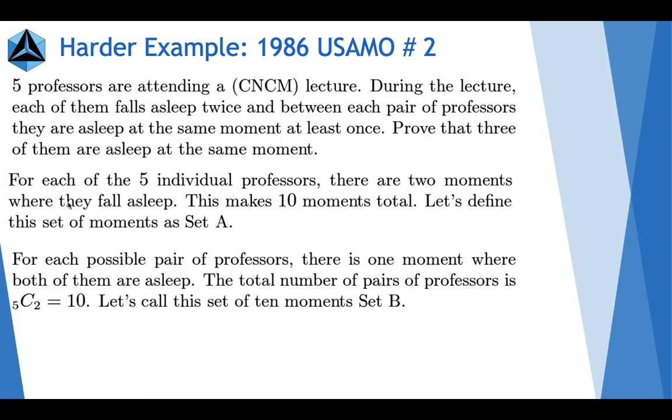Because if the elements of set B are not all distinct, if any of them coincide, that means that more than 1 pair of people are asleep at the same time, which means that at least 3 professors are asleep. And that is the problem statement. Prove that 3 of them are asleep at the same moment. We don't need to find the moment. There's no way to do that. We have no indication of what time is. But we can prove that 3 of them are asleep.